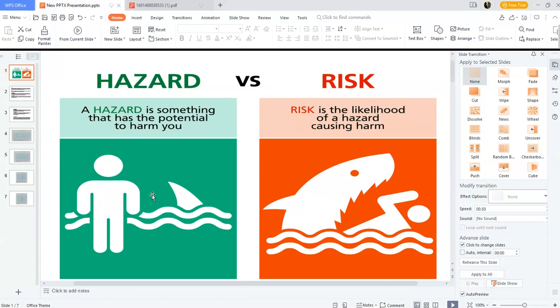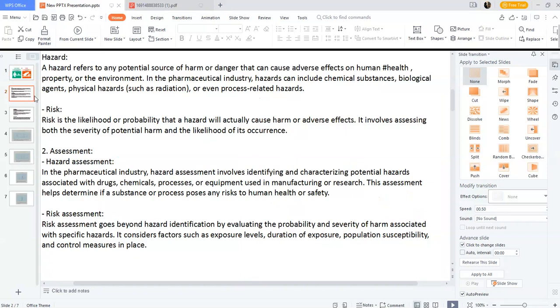Hello everyone. Today I'm going to discuss hazard versus risk. So here is the picture for hazard versus risk, and here we see the definition of hazard and risk. So we go to another slide.